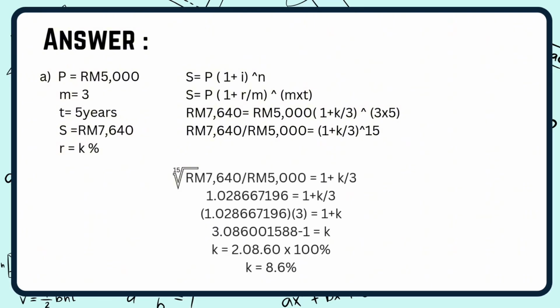So first, we need to know the keyword. So P equals 5,000, M equals 3, T equals 5, S equals 7,640, and we need to find R. So we need to substitute into the formula, which is S equals P bracket 1 plus i and the power of n. So we just calculate it, and the final answer is 8.6%.